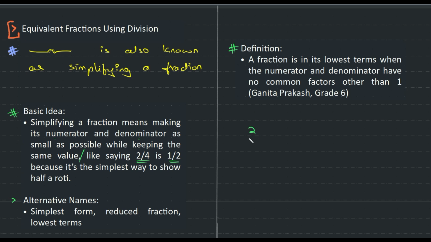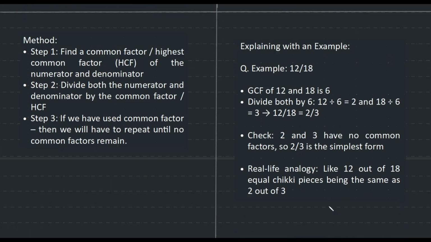For example, 2 by 4 is equal to 1 by 2, and the HCF, the highest number that can divide both 1 and 2, is 1. So 1 by 2 is in simplest form. Okay, so that's simplest form.